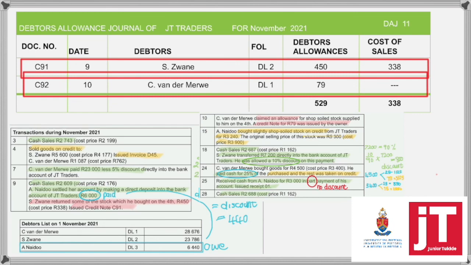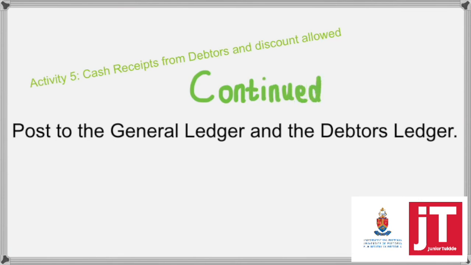And I hope that this is more clear now, and we know which keywords to look for each specific journal. The next activity is still activity 5, but we'll continue in the next video, and I will focus on posting to the general ledger and the debtors ledger.